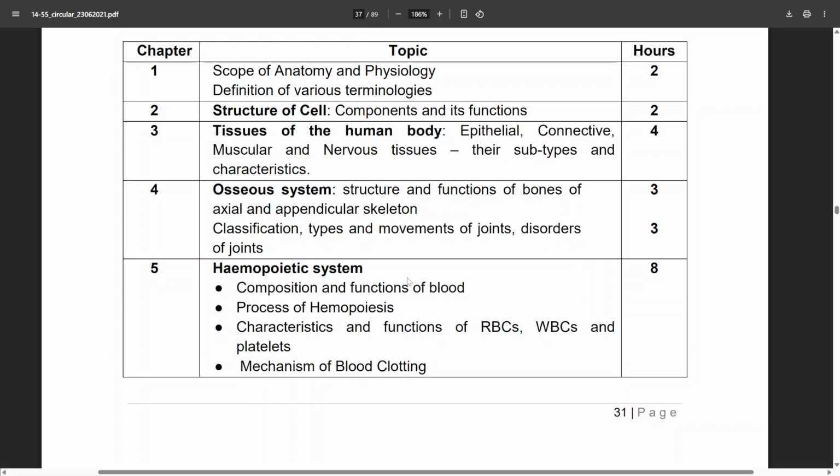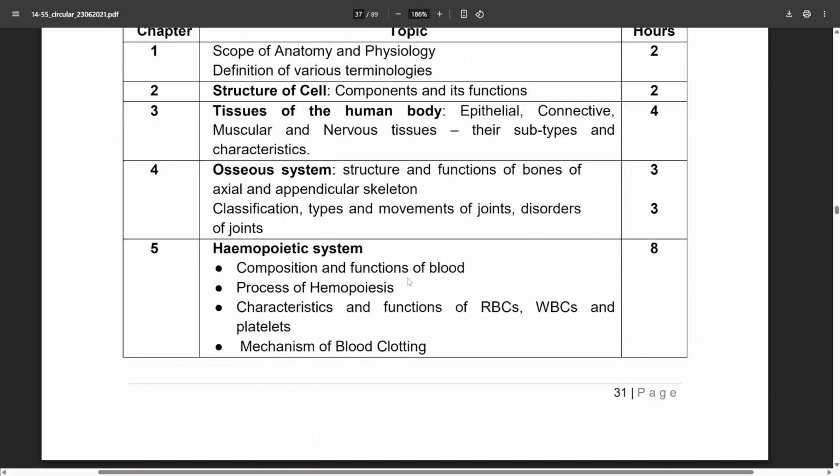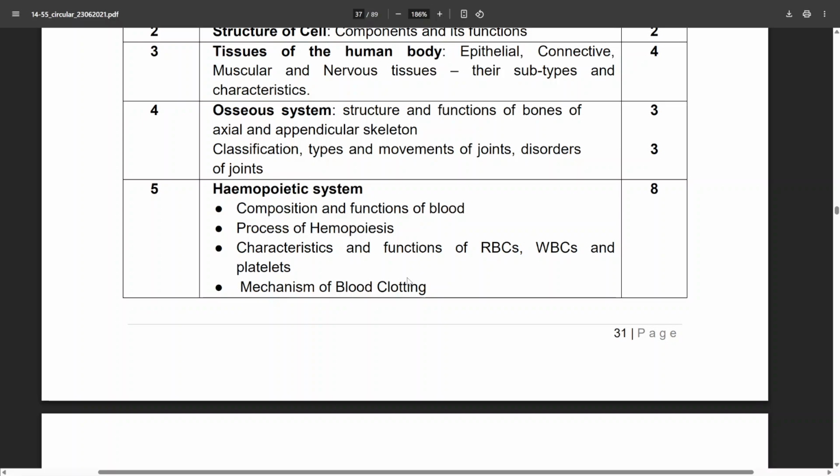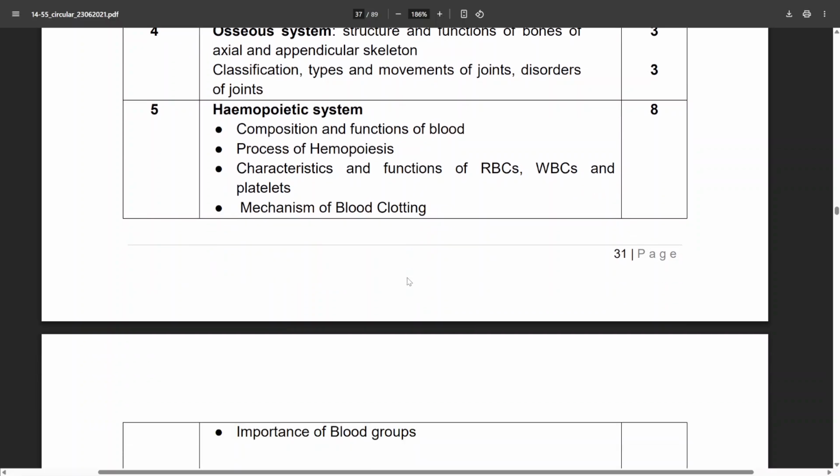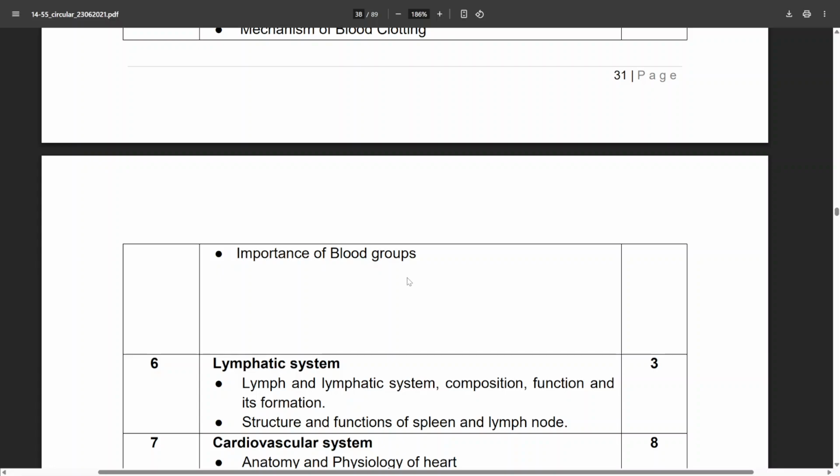4. Osseous system: structures and functions of bones, of axial and appendicular skeleton. Classification: types of movements of joints, disorders of joints. 5. Hemopoietic system: composition and functions of blood, process of hemopoiesis, characteristics and functions of RBCs, WBCs and platelets. Mechanism of blood clotting. Importance of blood groups.